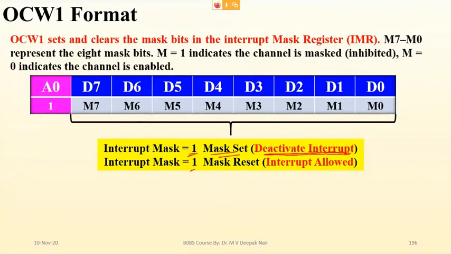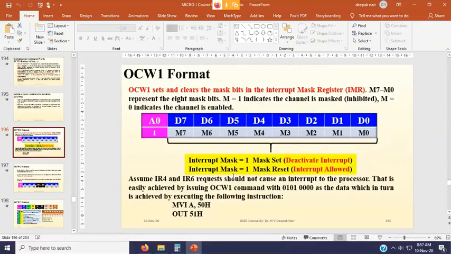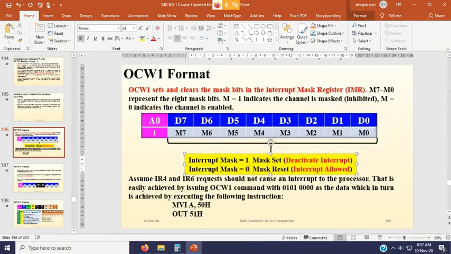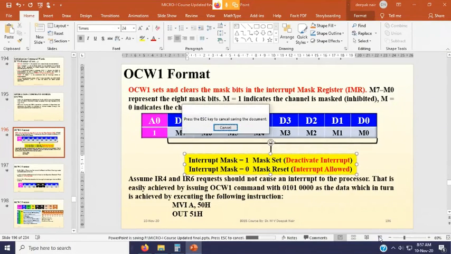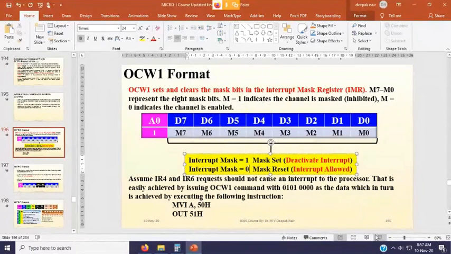And if it is 0, then it is unmasked. That means interrupts are allowed from that particular line.